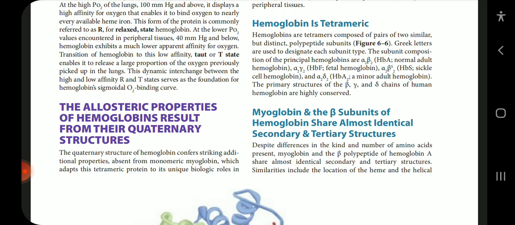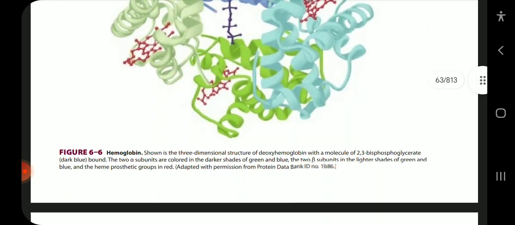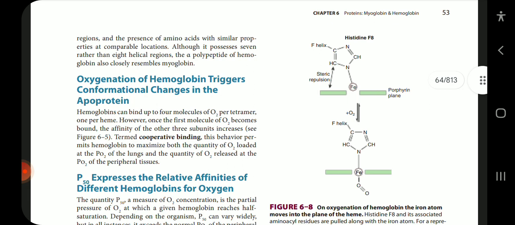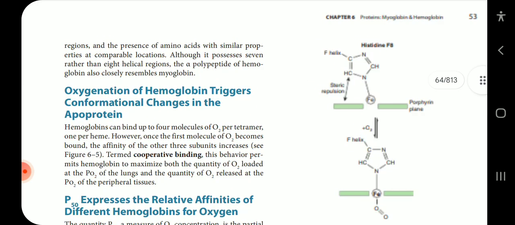Similarities include the location of heme and the helical regions and the presence of amino acids with similar properties at comparable locations. Although it possesses 7 rather than 8 helical regions, the alpha polypeptide of hemoglobin also closely resembles myoglobin. Oxygenation of hemoglobin triggers conformational changes in the apoprotein.